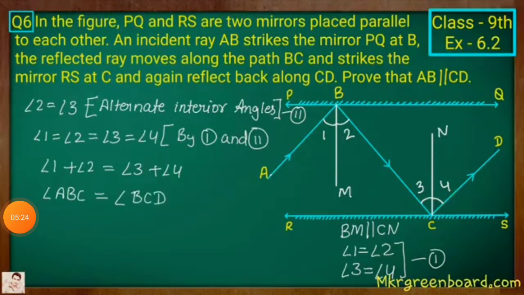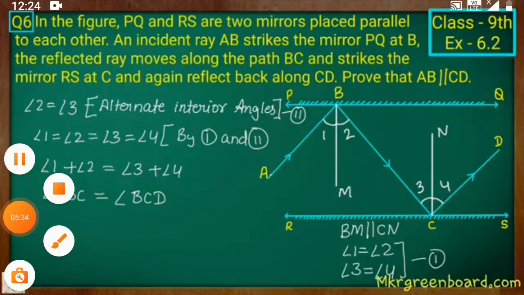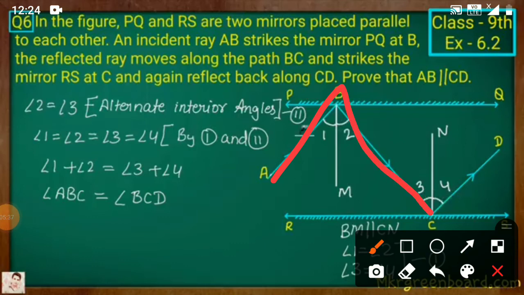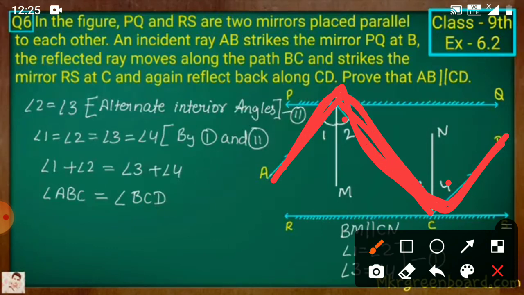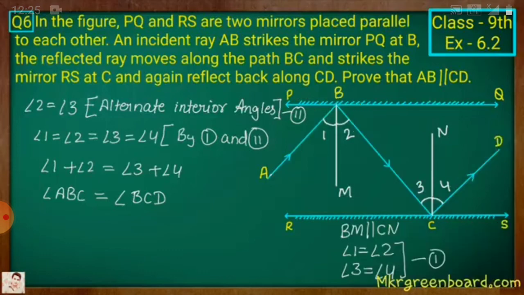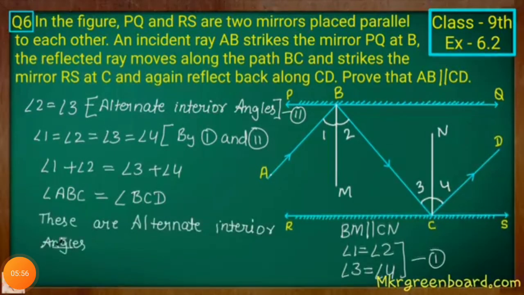Now angle 1 plus angle 2 equals angle 3 plus angle 4. Angle 1 plus angle 2, which one? That one, see the figure children here. That is angle ABC, so that only I wrote here. And angle 3 plus angle 4, which one? That one, BCD. Angle ABC equals angle BCD. These are alternate interior angles.